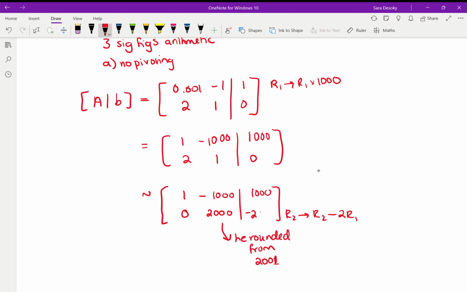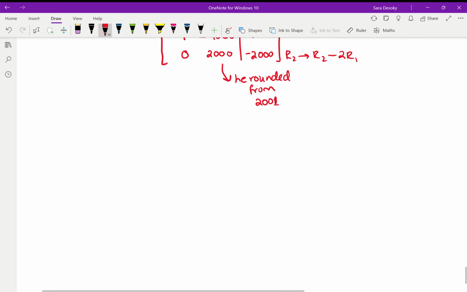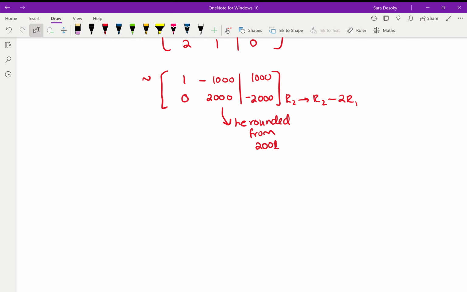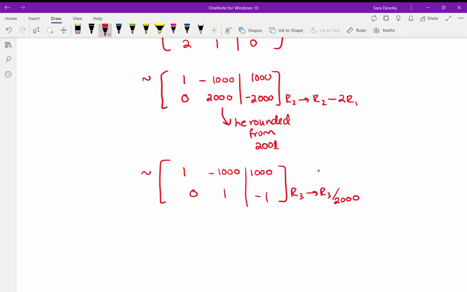Row 3 gets row 3 divided by 2,000. And now I can read off my solution and get 0, minus 1. So that's the answer that we get without pivoting.